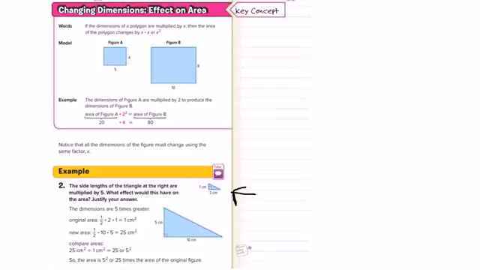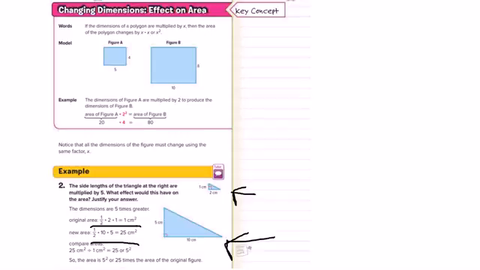So if you look at your original figure here, you would find the area of this original triangle, and to find the area of a triangle we have to do 1/2 times base times height. So they do 1/2 times 2 times 1, and you find that the area is 1 square centimeter. With the area of your new figure, you still would do 1/2 times base times height. So you can do 1/2 times 10 times 5, and you get an area of 25 square centimeters.